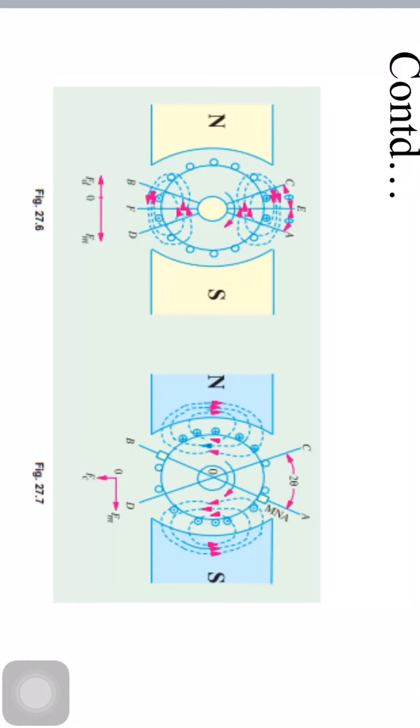theta. Brush shift we can observe here. Two-pole generator with the brushes shifted theta mechanical degrees from GNA. We can identify the armature conductors that produce demagnetizing effect and those that produce cross magnetizing effect.